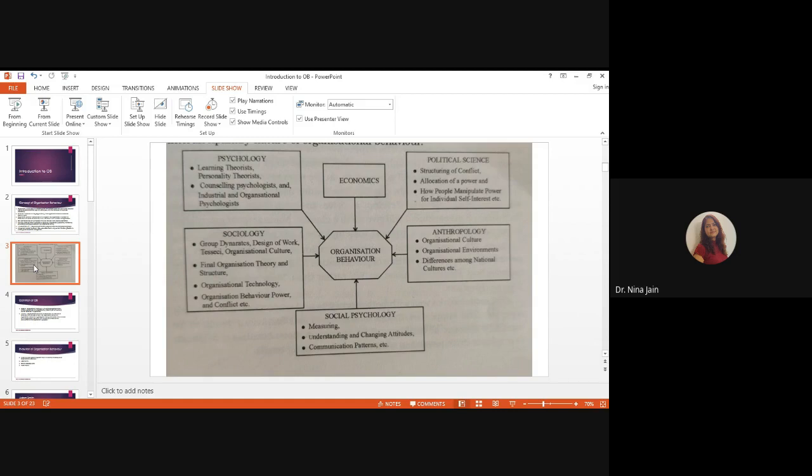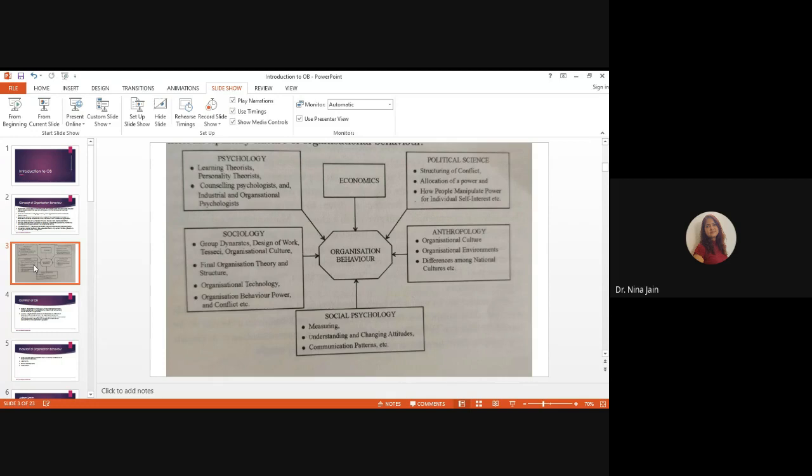So if not, I'll tell you, politics is related to power. It is generally mainly concerned with the power dynamics between the individual and the groups with specific concerns. So important topics under political science, which is related to organizational behavior, are the structuring of conflict, the allocation of power, and how people manipulate power for individual and self interest. That is why it is part of political science.